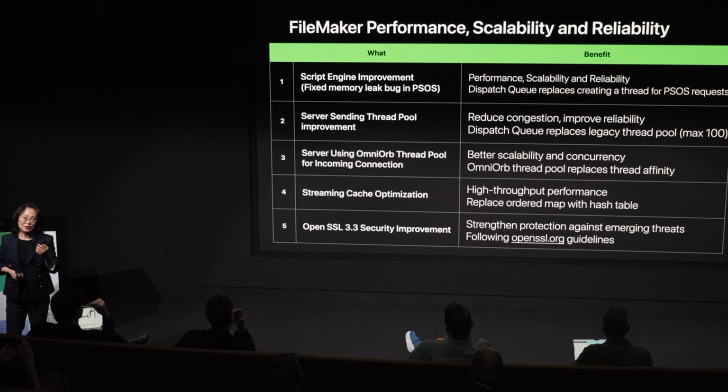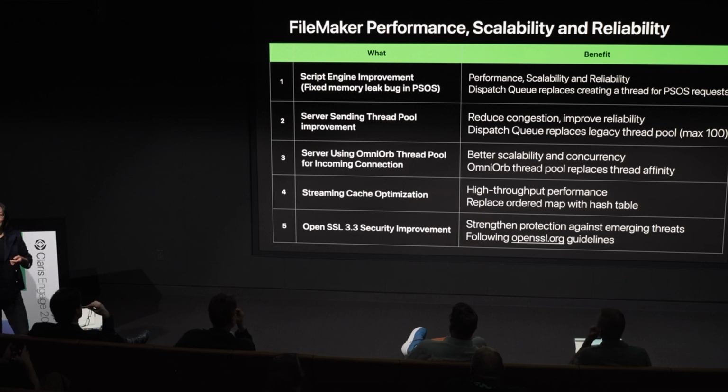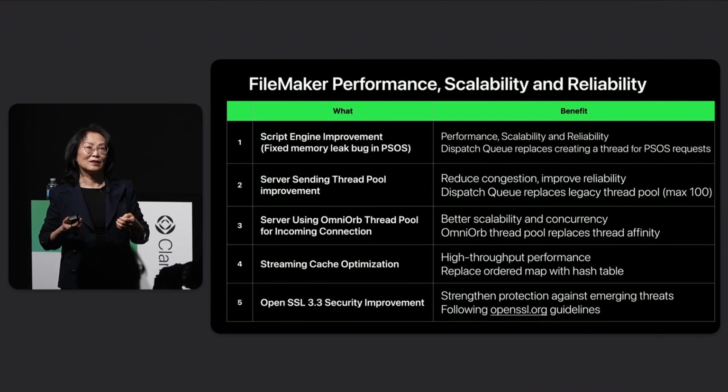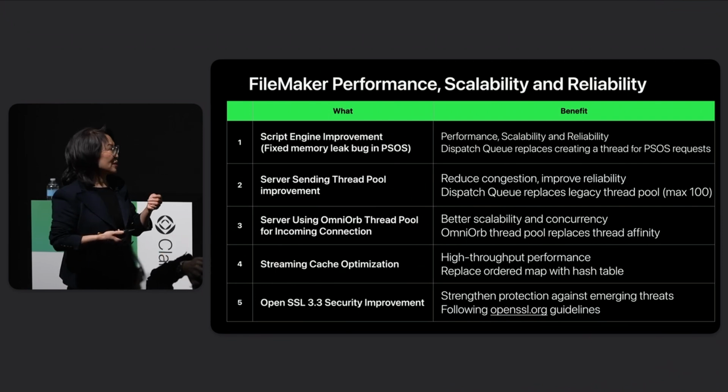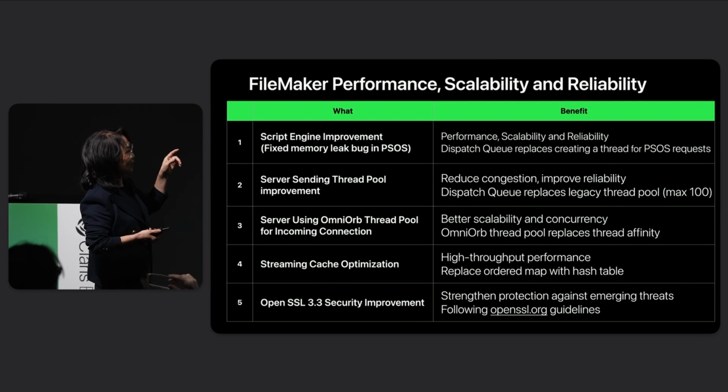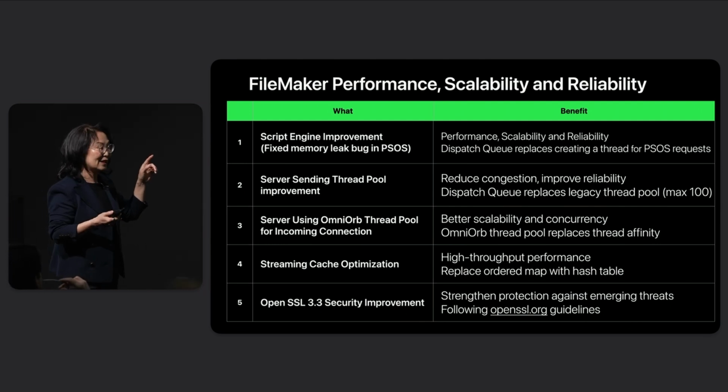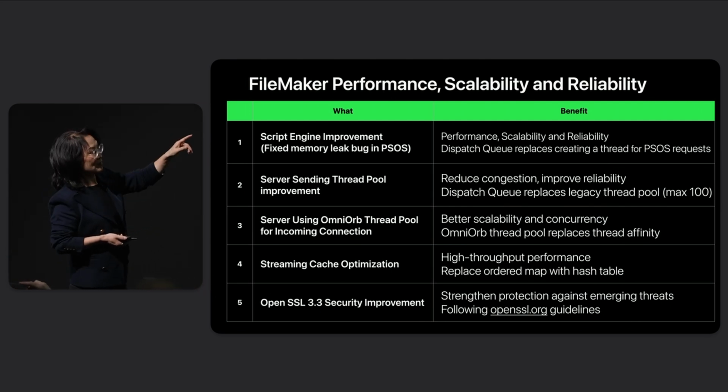For script engine improvement, we use dispatch queue to replace creating a thread for PSOS requests. This improves performance and scalability. We fixed the memory leak bug in PSOS from the leaking thread. This improves the reliability.